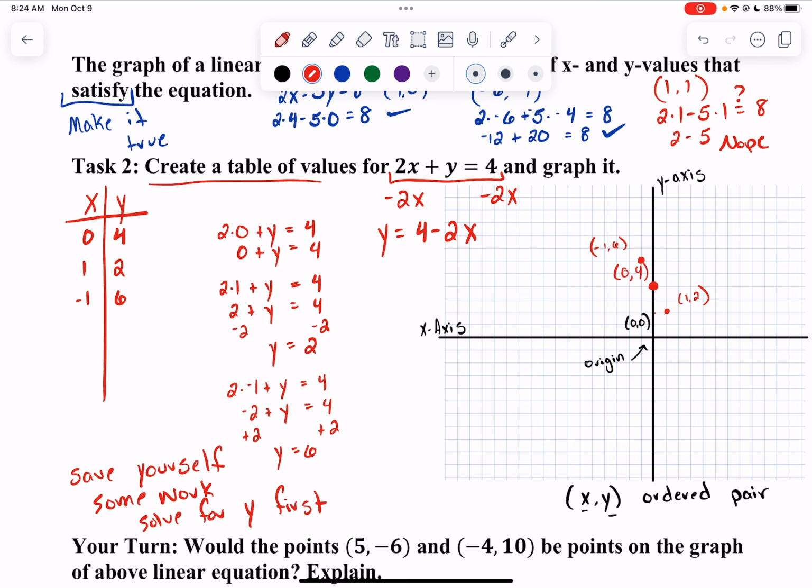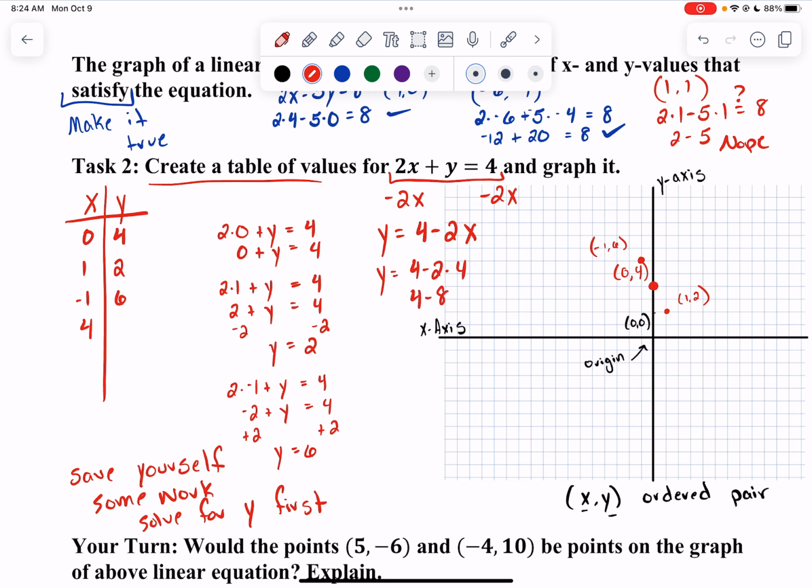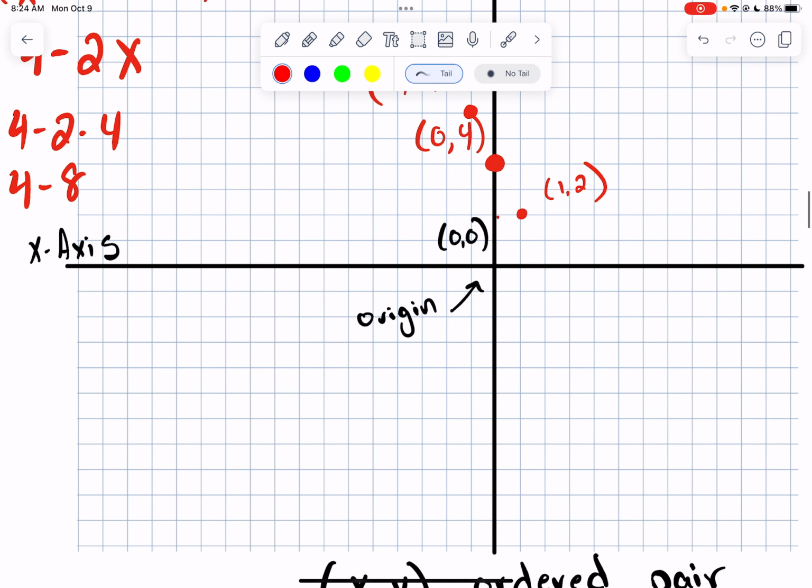Let's say I want to now plug in a 4. I plug it into this new equation right here, and I get y equals 4 minus 2 times 4. Well, that'd be 4 minus 8, -4. Doesn't require any solving, it's more like just plugging in. So I get the point (4, -4). So now I come over here, 4, 1, 2, 3, 4, down 1, 2, 3, 4, puts me right here.